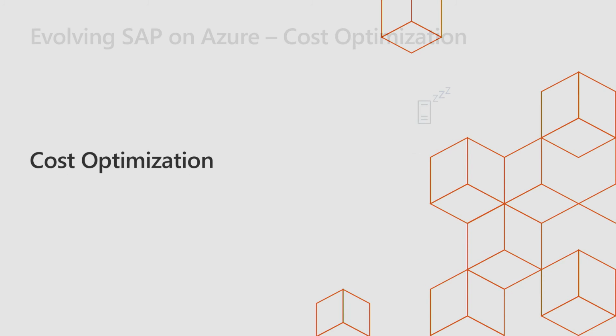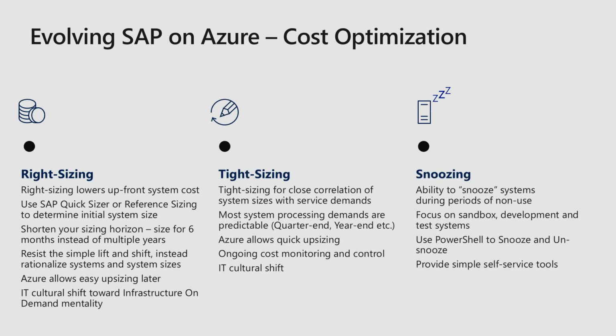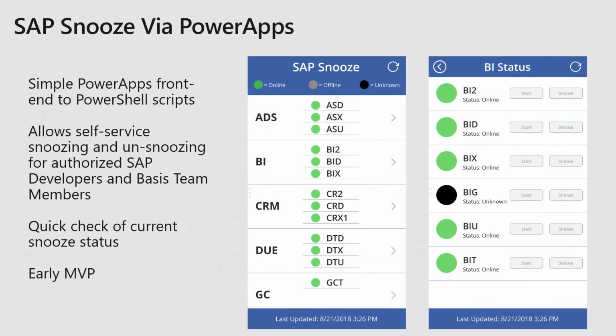And then, last but not least, cost optimization for us is super critical. We're constantly looking at ways: how can we squeeze some extra dollars out? We talked about the initial right sizing, the tight sizing. The snoozing is key, and snoozing needs to be easy, in a way that gives folks options to easily start up systems or close them down.